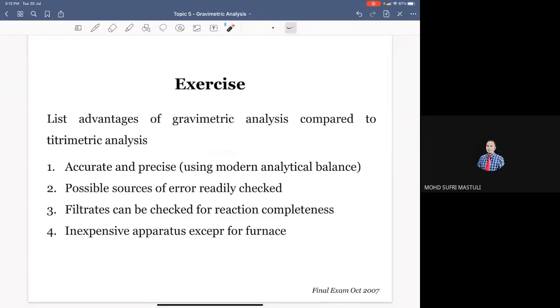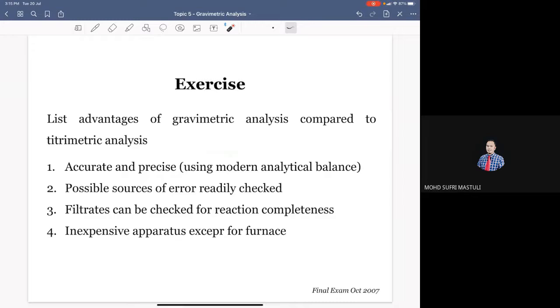So this is another example of a question. It is also a final year exam question. It is asking you to list the advantages of gravimetric analysis compared to titrimetric analysis. There is a list of a few advantages of gravimetric, so you can pick a few of them.